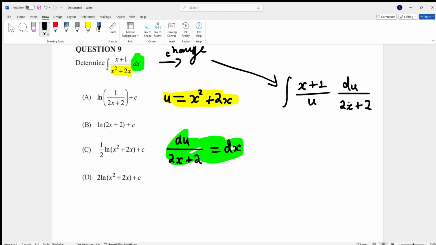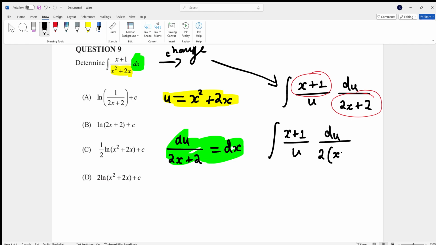Now, hopefully you can see what I can see here. We can nearly cancel this out. We just need to factor out a 2 from this part here. So you have du over 2 times x plus 1. Now, because these are being multiplied, you're technically dividing x plus 1 by x plus 1 here. So those actually cancel out.